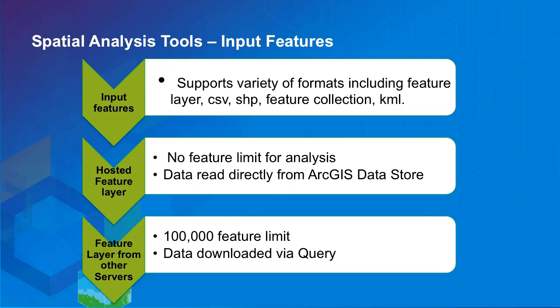Also, when you use a hosted feature layer, the data is read directly from the database, and it performs better in this case. If your input comes from a feature service that's running elsewhere, there is a 100,000 feature limit. And also, the data will be downloaded by query, so it's going to perform slower. So this is something you should consider when you're performing analysis.